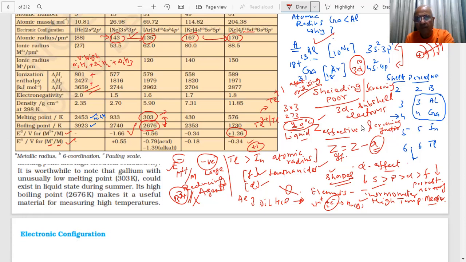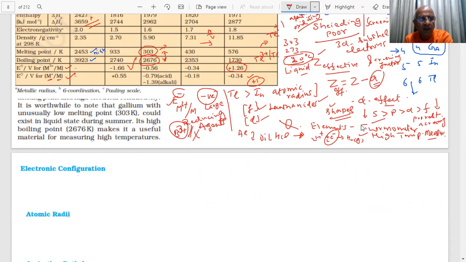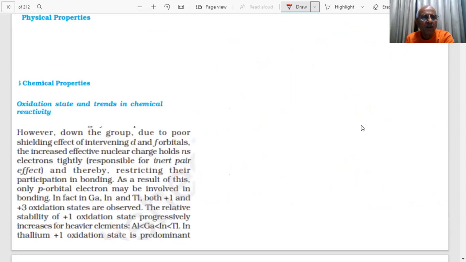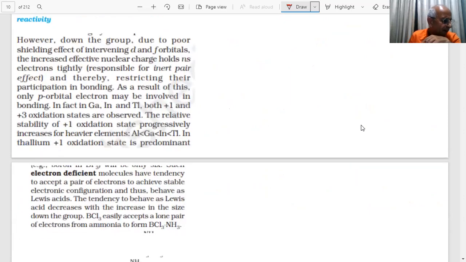Okay. Anything else? Density, of course, 2.3, increasing. Mass per unit volume. Mass is increasing more than volume, so density is increasing, student. All right, there's nothing much left in this. We already discussed all these things. The important point, student, comes when we discuss the oxidation states.